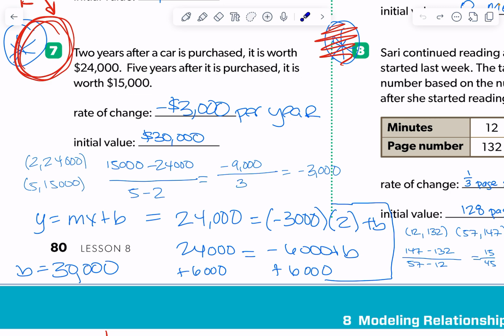So you can obviously see that the amount is declining the longer it has been purchased. After 2 years, it was worth $24,000. After 5 years, it was worth $15,000. So you can only imagine after 10 years, it's probably worth like $5,000, right? So we have to find the rate of change. We have been given 2 of those values.